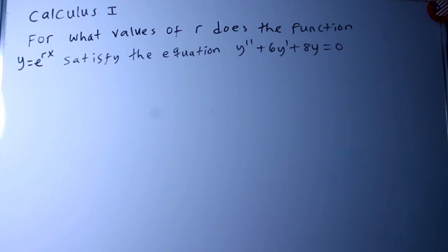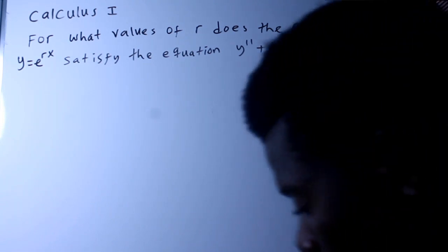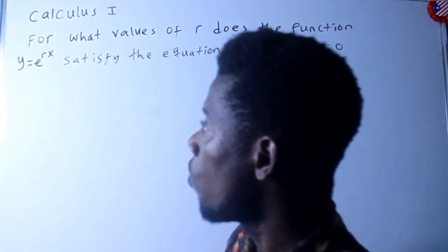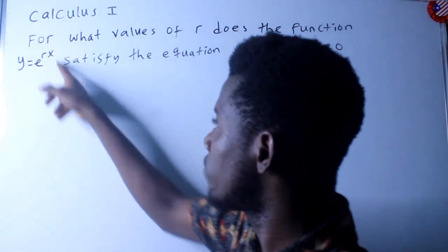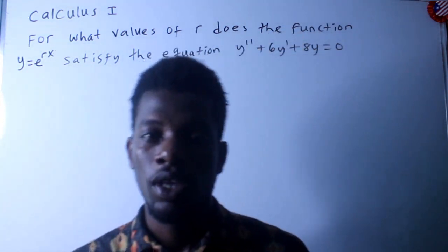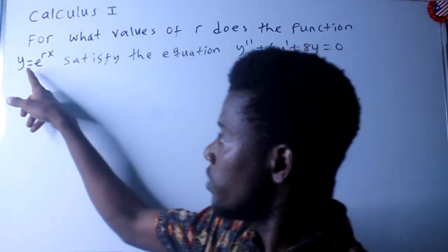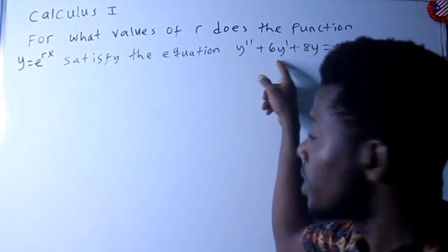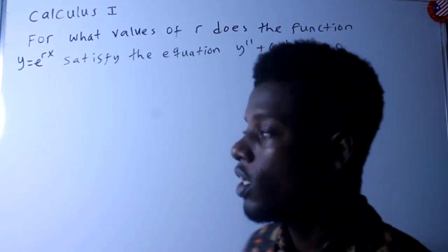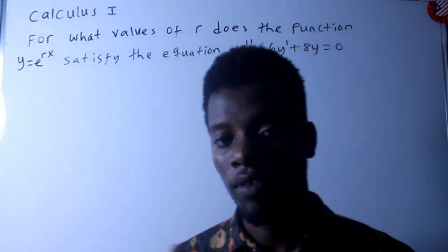So to solve this problem, we have this function and we are asked for what value of r does this function satisfy this equation. What we need to do is to find the derivatives of this function up to the highest derivative in here. So first derivative, second derivative, and then we'll substitute all of those values in this equation and then see if we can solve for the values of r.